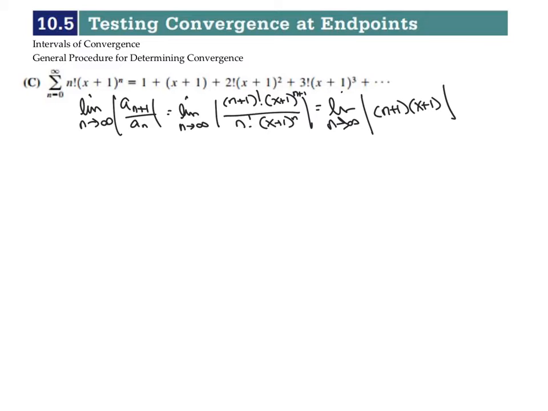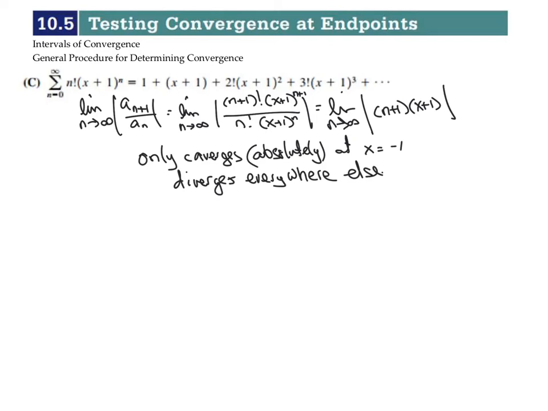But if x is any number at all besides negative 1, then the absolute value of x plus 1 is going to be some small positive number, and as n grows to infinity, n plus 1 times a small positive number goes to infinity. So this is that weird example that only converges at its center. So this is that third example.